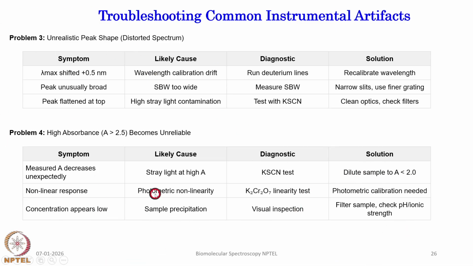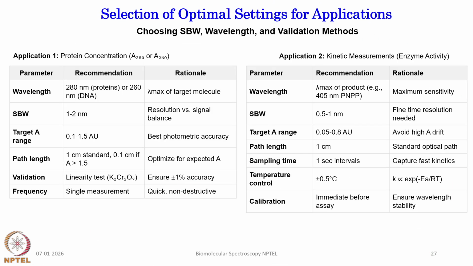If the concentration appears low, the sample may have precipitated. You can filter the sample, check the pH and ionic strength, and redo the experiment. So, these are some of the troubleshooting steps one can do for the artifacts that are coming.